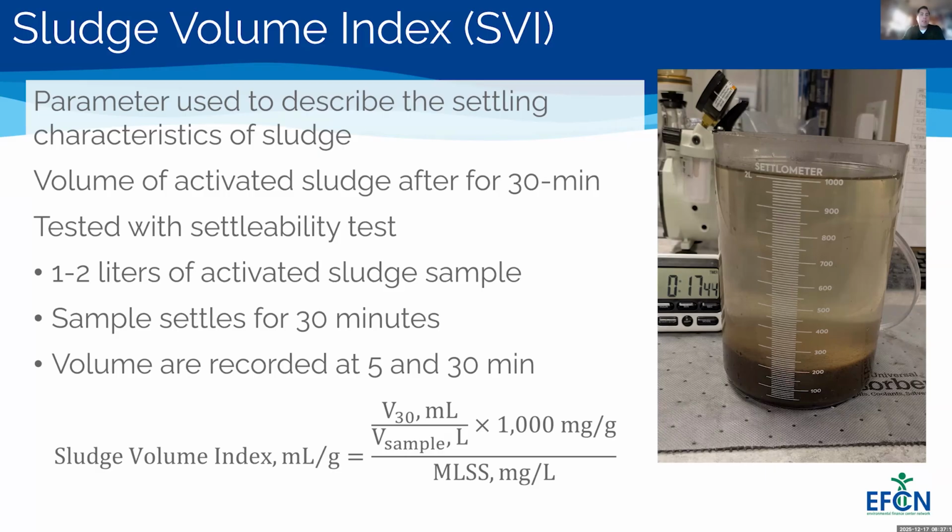So what this test comprises of is you take 1 to 2 liters of activated sludge sample, preferably 1 liter, and you put it in a large open mouth beaker. You let it settle for 30 minutes. You record the volume of the sludge, that brown part in this picture, at 5 and 30 minutes. You do the 5 to understand if the sludge is settling too quickly, and then the 30 will give you your variable that you use in the equation.